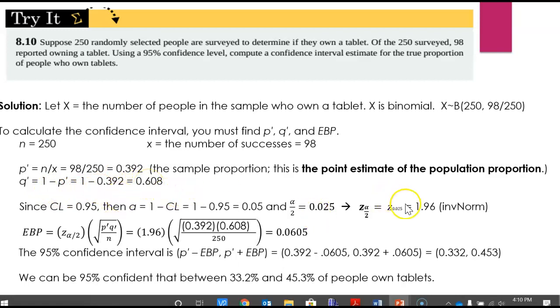Our confidence level is the same, and our z value, z of 0.025, is 1.96. Our error bound for the population is 1.96 multiplied by the square root of 0.392 times 0.608 divided by 250. That gives us 0.0605, and our 95% confidence interval is 0.332 to 0.453. We can be 95% confident that between 33.2% and 45.3% of people own tablets.